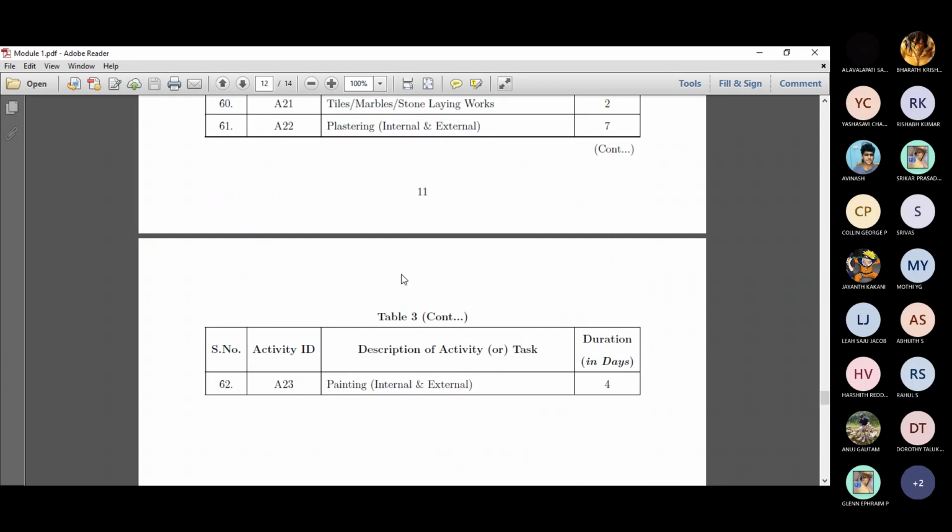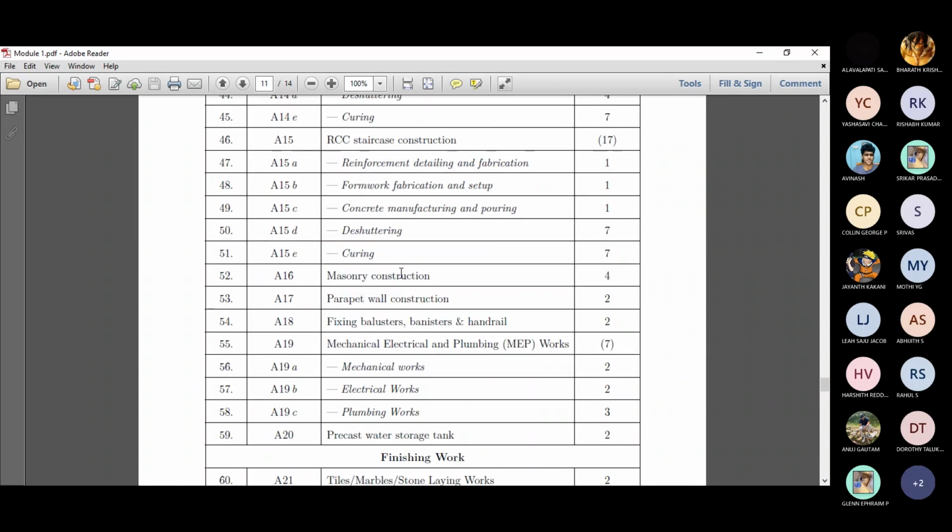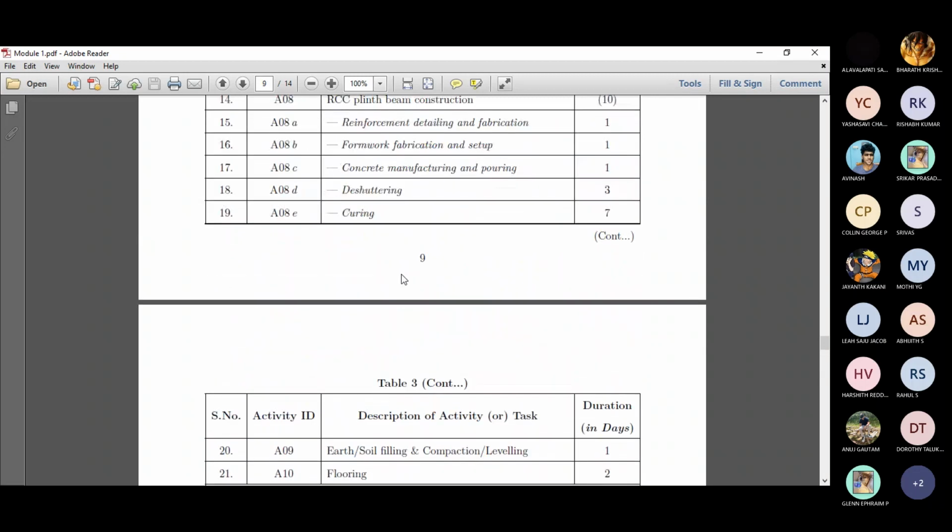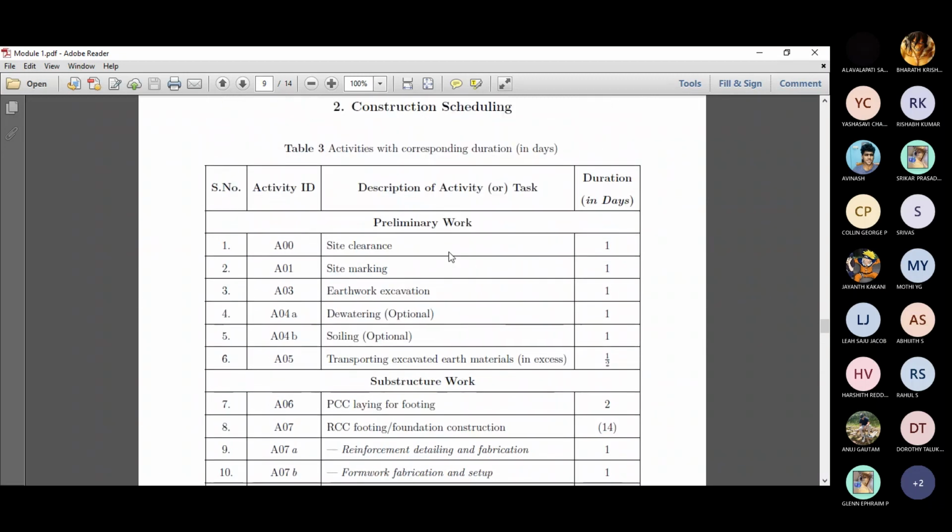And what is the project duration? So far I've given individual activities, right? What is the duration of this project? Normally, people make a mistake: they calculate all these things, sum them up, and come up with a rough figure. That's pretty wrong. The reason is that you cannot do a site marking when the site is not cleared. So there's a dependency. You can only do a site marking once the site clearance is done.